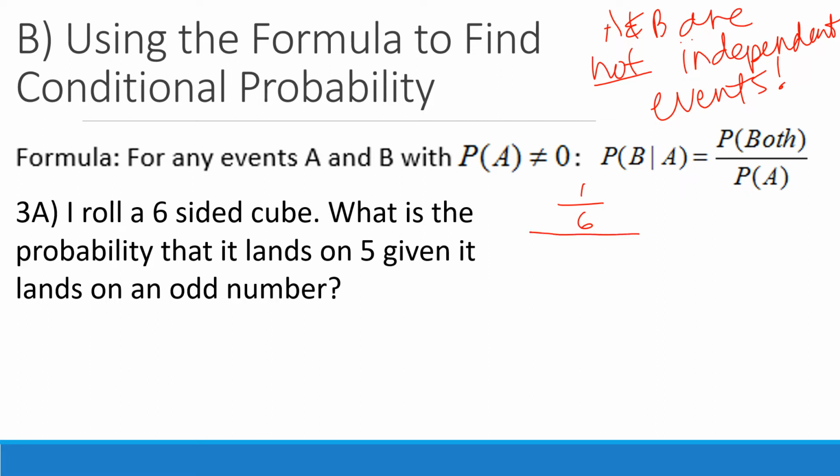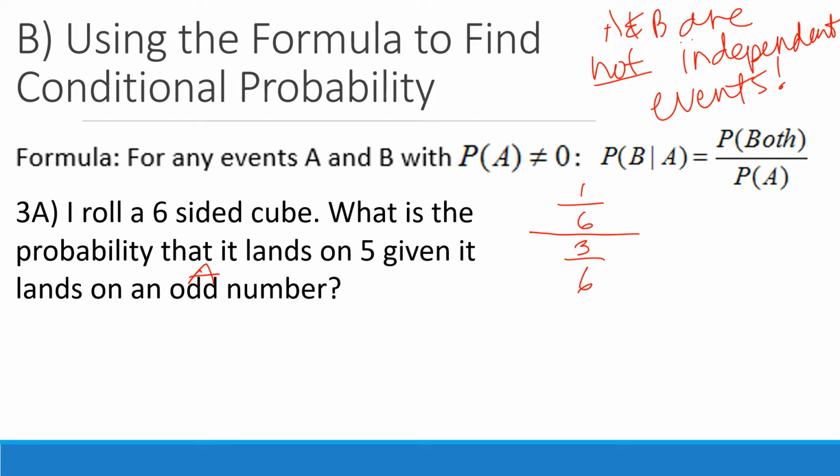Then we have the probability of it being odd on the bottom. The probability of A, this one is A because given it lands on an odd number. The probability of A happening, which is an odd number. So our odd numbers are 1, 3, and 5. So that's 3 out of 6.